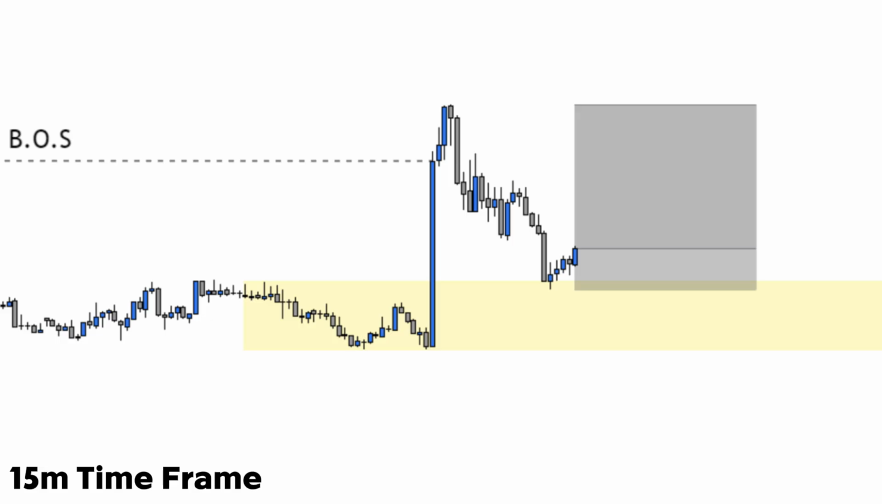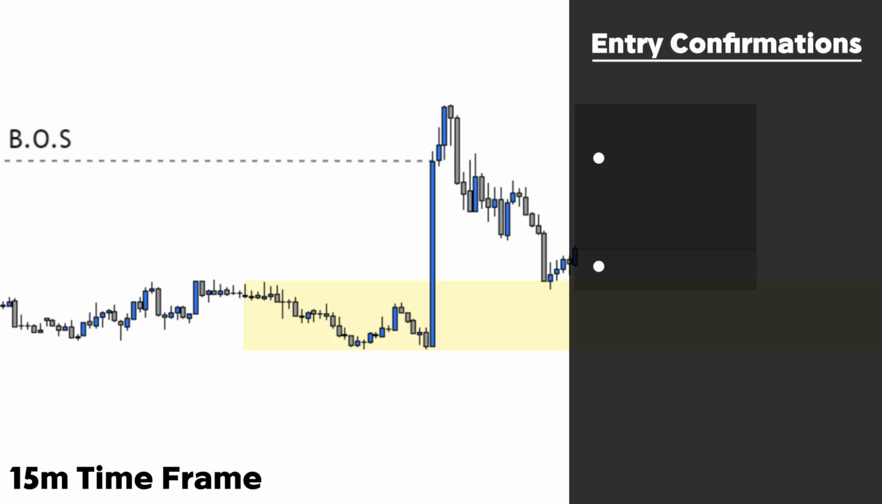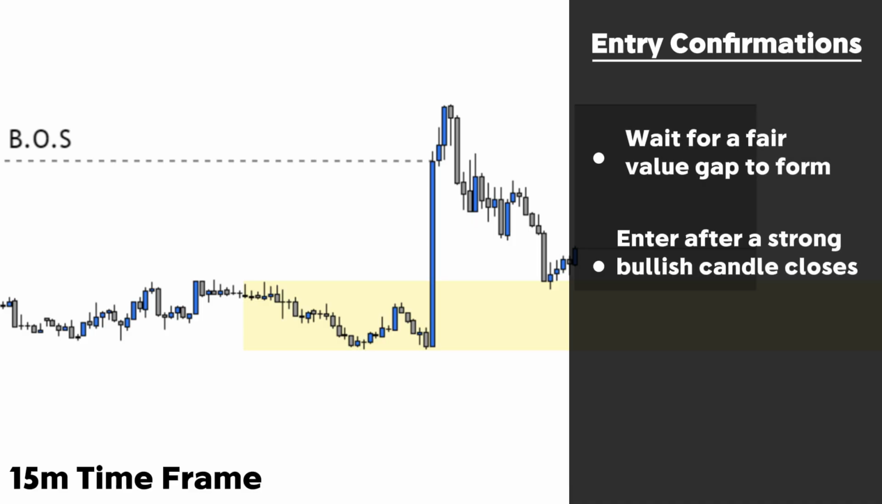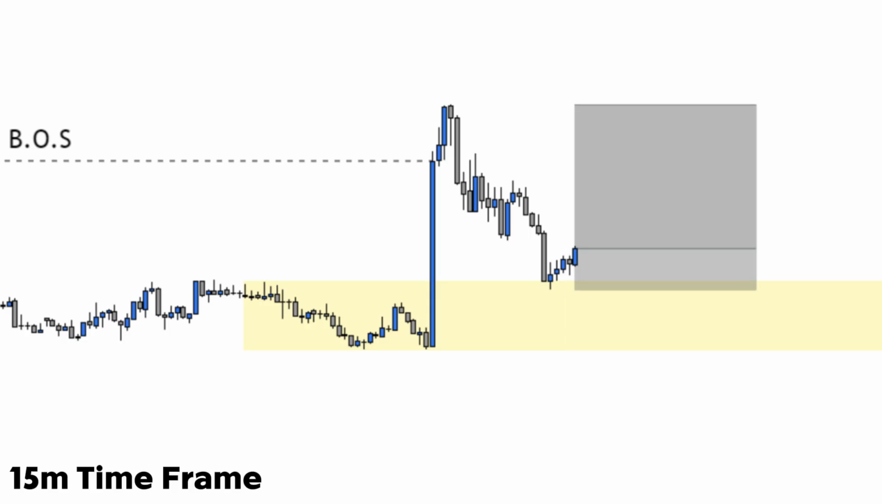And on the 15-minute chart, we have two main options for confirmation. We can either wait for a fair value gap to form, or we can enter after a strong bullish candle closes, signaling continuation from that zone. Once our entry is confirmed, we place our stop loss below the low of the 1 hour rejection candle, because a break below that level will invalidate the setup.